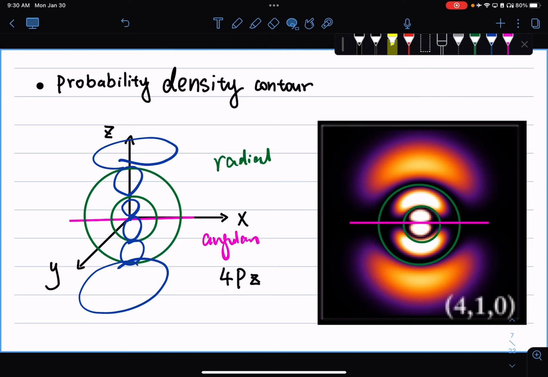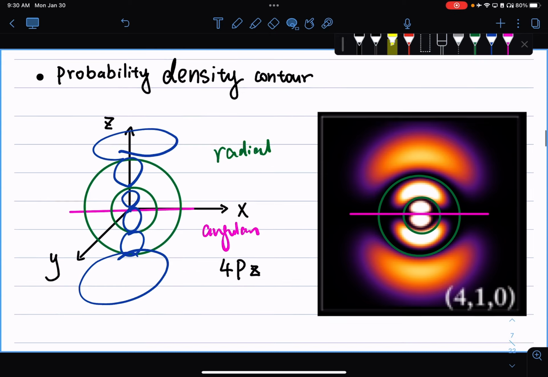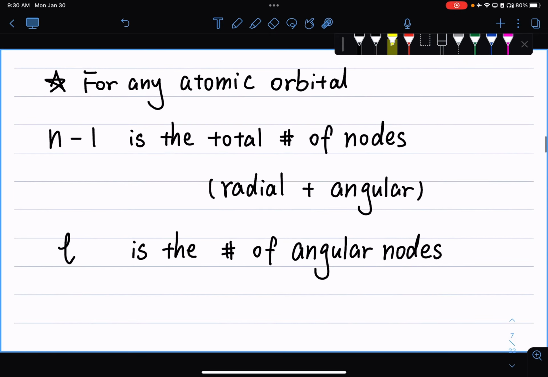All right, so before we conclude, for these types of questions, for any atomic orbital, n minus 1 gives you the total number of nodes. That includes both radial nodes and angular nodes. And your angular momentum quantum number L will give you the number of angular nodes. All right, any questions before we move on to d atomic orbitals?